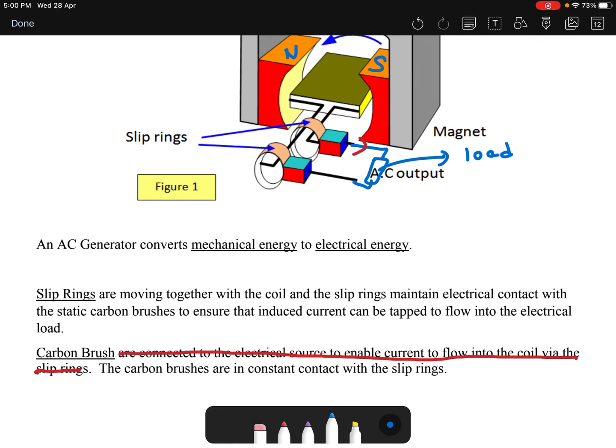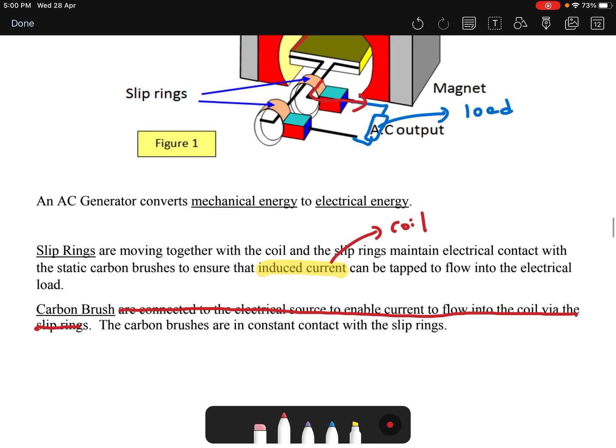Okay, so what does the slip ring do? Slip ring basically moves together with the coil. And this slip ring will maintain electrical contact with your carbon brushes to ensure that the induced current being induced inside your coil can be tapped to flow into the electrical load. So the electrical current inside this coil can be tapped so that it can flow out to the load. Carbon brushes are in constant contact with the slip ring. So these two are the important features of an AC generator.